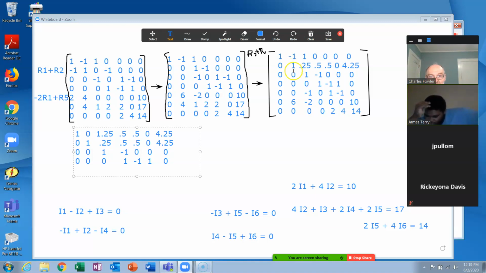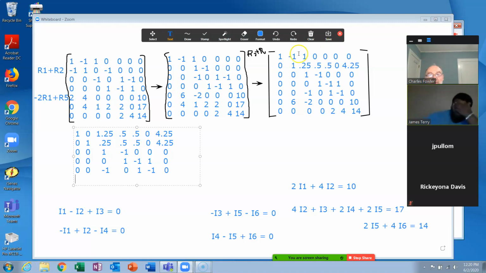Fifth row, again, you've got a 0 underneath that leading 1, so we're going to write it down. 0, 0. Is what, fifth row? Minus 1. Yeah. Minus 1, 0, 0, 1, 1, minus 1. Is that a 0? Yes, sir. All right, good deal. So there's that row.